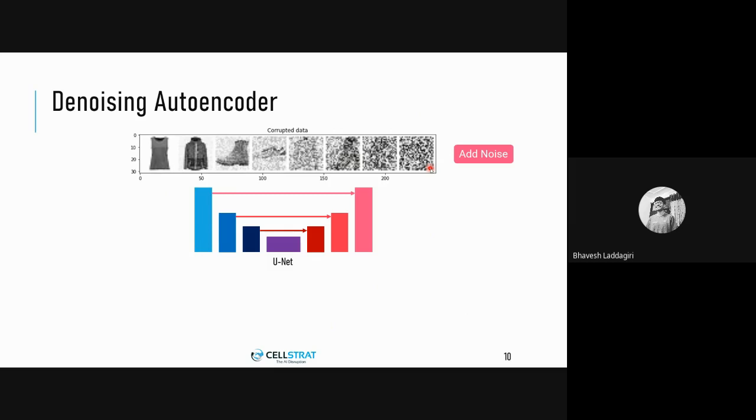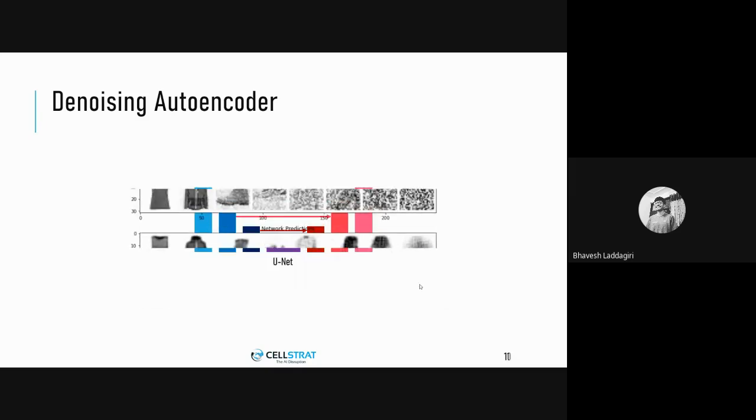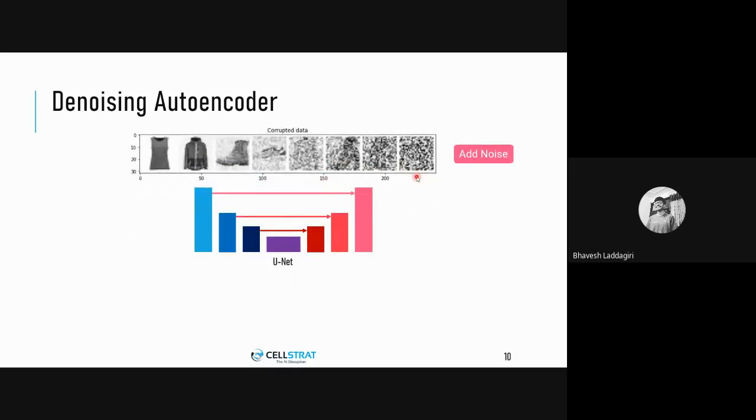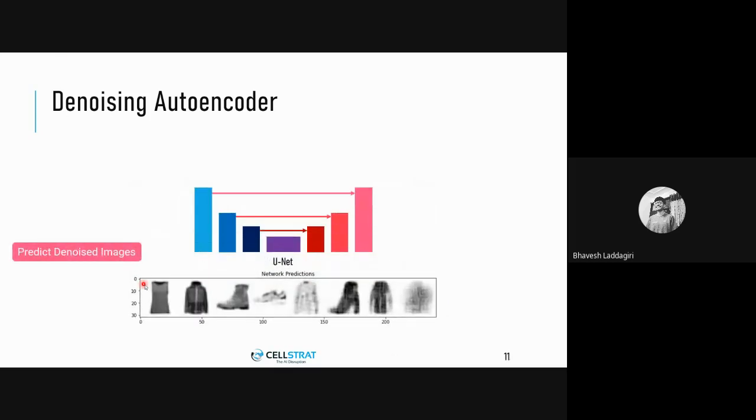So we first corrupt the data, and then we put it through the UNet, and we train the model in such a way that we get the original image back as the prediction. Let's say the last image, which was fully noisy, the prediction is just a blob, right? Because it's really difficult to predict anything specific from this amount of noise. But nonetheless, we trained a denoising autoencoder, and we have our network predictions here.